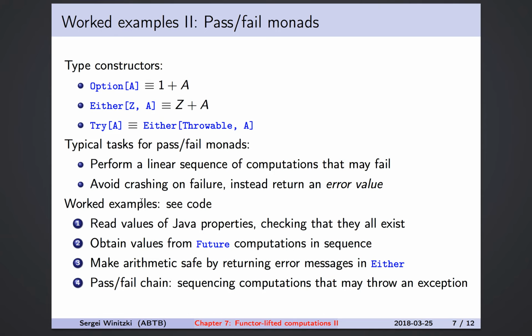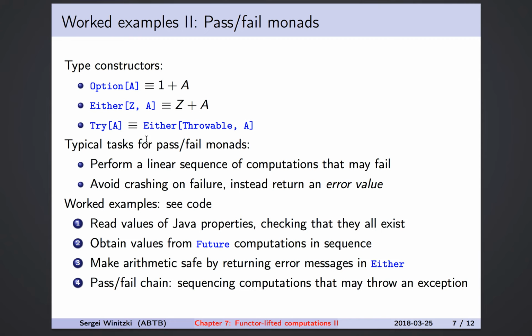The type constructors, I'm just writing out again, these must be familiar to you by now. These are disjunctions. So the pass-fail monads are typically disjunctions. The try is equivalent to an either, where the type Z is throwable, which captures exceptions. And then there is this data type A.